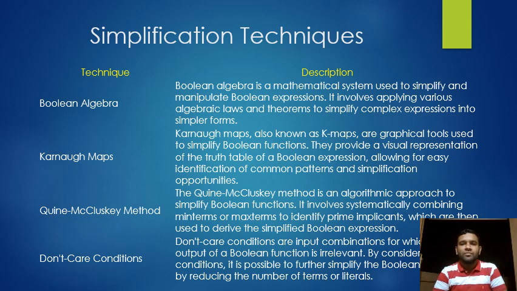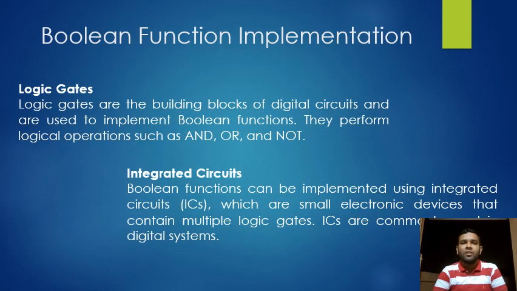By considering these conditions, it is possible to further simplify the Boolean expression by reducing the number of terms or literals. Let's go to the next slide of the presentation, which is on Boolean function implementation. The implementation of Boolean functions is seen first in logic gates. These logic gates are the building blocks of digital circuits and are used to implement Boolean functions. They perform logical operations such as AND, OR, and NOT. These three are the logical operations. We saw their description and symbols in the previous slides.